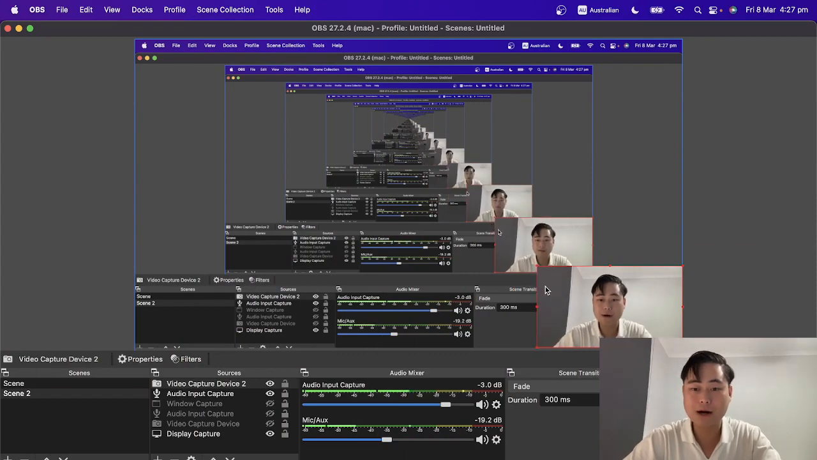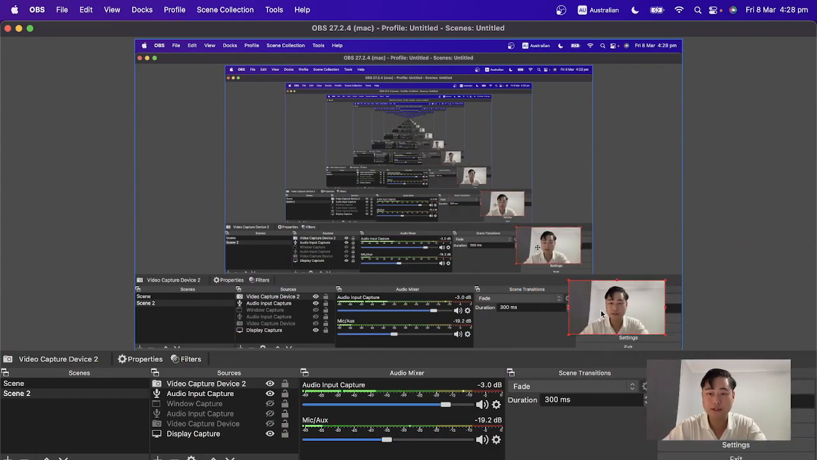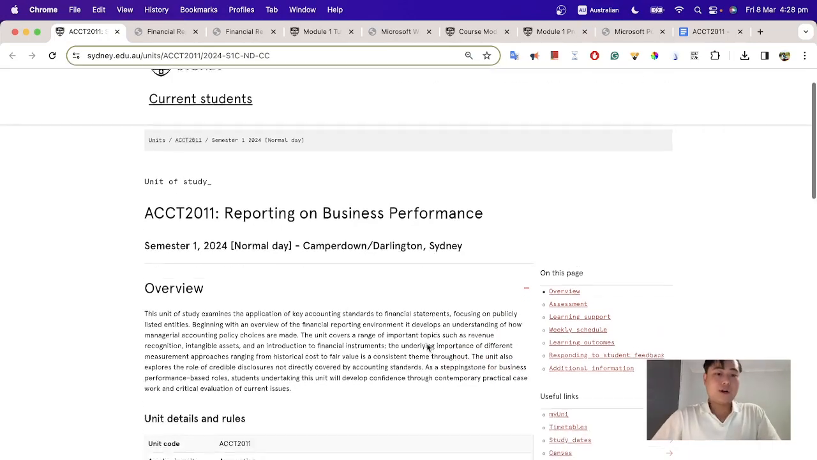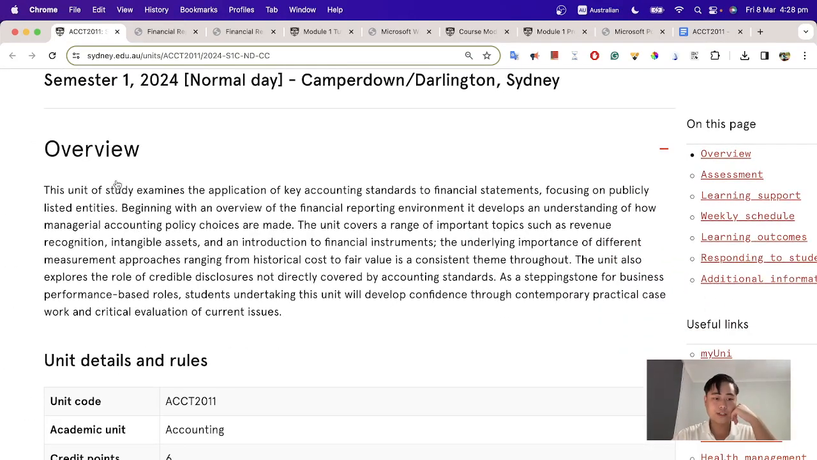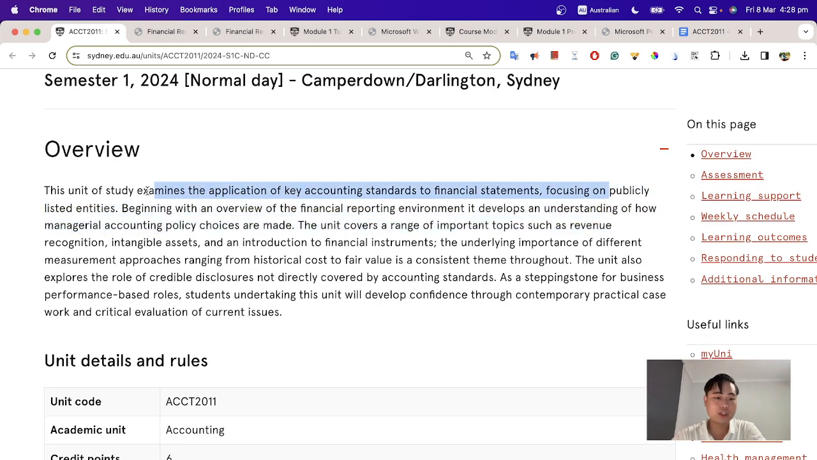Okay, let me minimize. It's still too big. Minimize myself. All right, so ACCT 2011, Reporting on Business Performance. Here we can see an overview of the course. This unit is a study that examines the applications of key accounting standards to financial statements, focusing on publicly listed entities. Here's the financial reporting element. It is publicly listed entities, entities of public interest that have a financial reporting requirement attached to it. Sole traders and partnerships usually do not have as stringent reporting requirements.